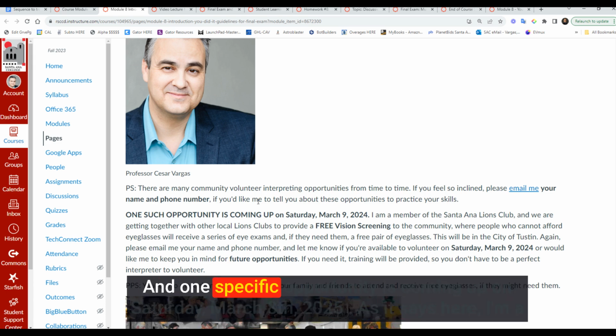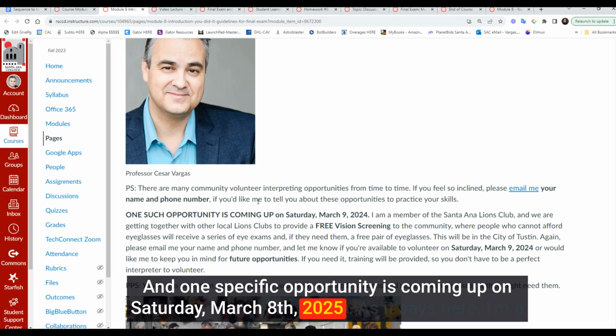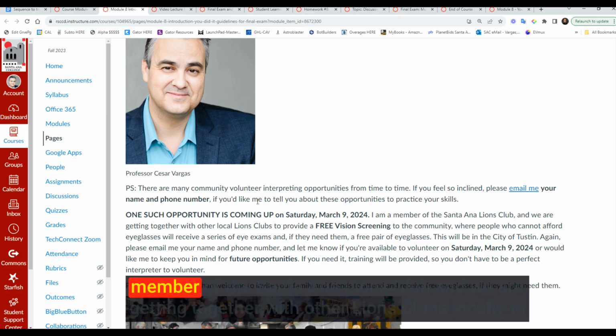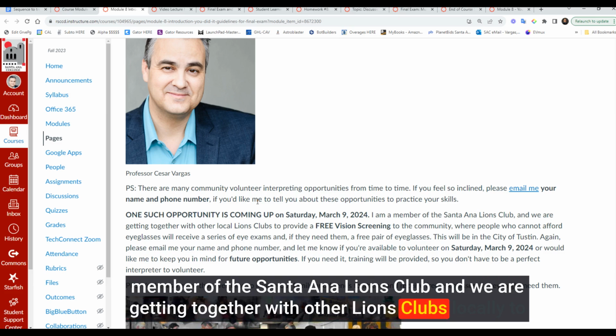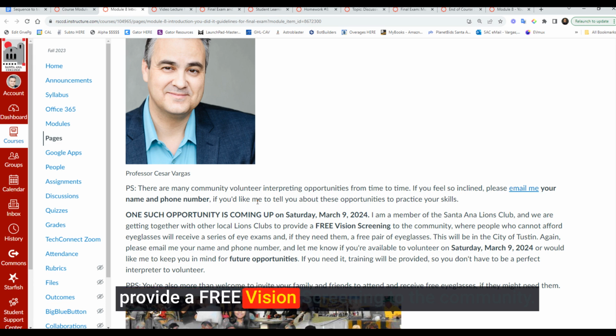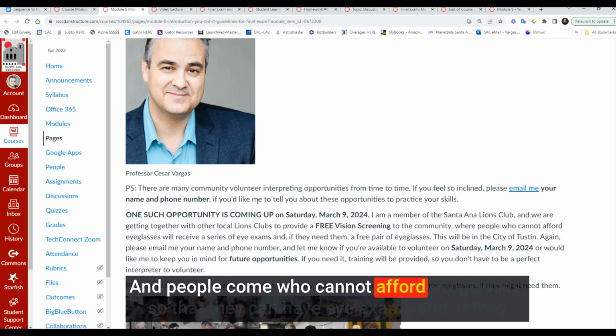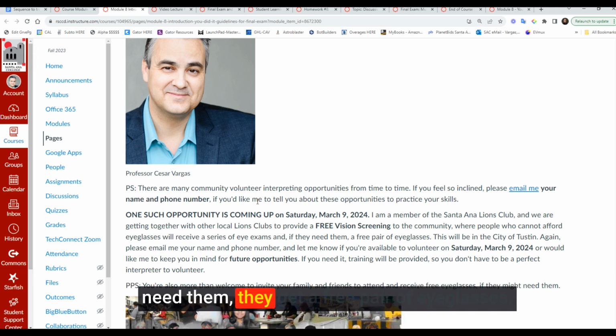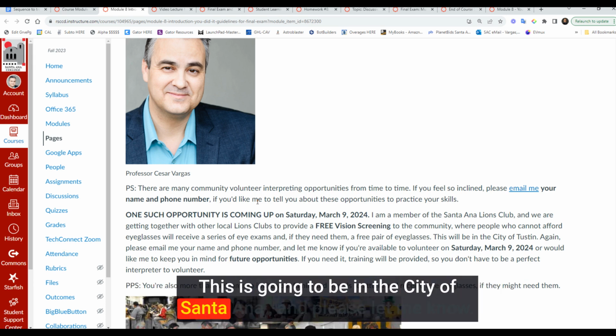And one specific opportunity is coming up on Saturday, March 8th, 2025. As it says here, I'm a member of the Santa Ana Lions Club, and we are getting together with other Lions clubs locally to provide a free vision screening to the community. People who cannot afford eyeglasses come so that they can have eye exams, and if they need them, they get a free pair of eyeglasses. This is going to be in the city of Santa Ana.